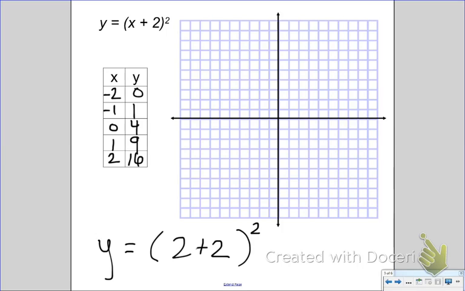So I know it's not going to fit on the graph perfectly, but do me a favor and plot as many of these points as you can. So -2, 0. -1, 1. So it goes -1 in the x direction and +1 in the y direction. 0, 4. 1, 9. And then the last one's going to go off the graph.